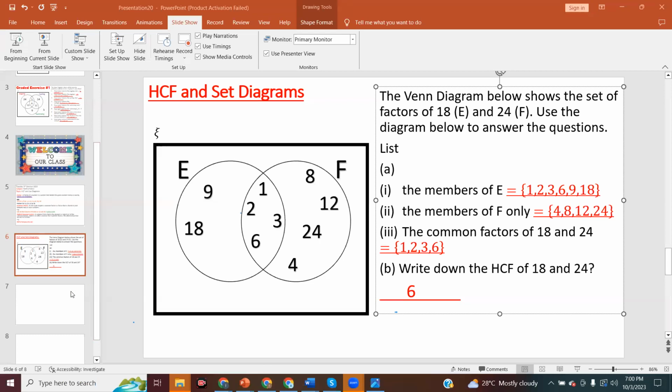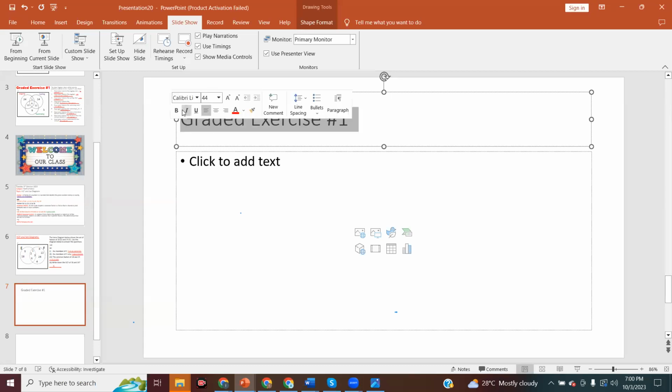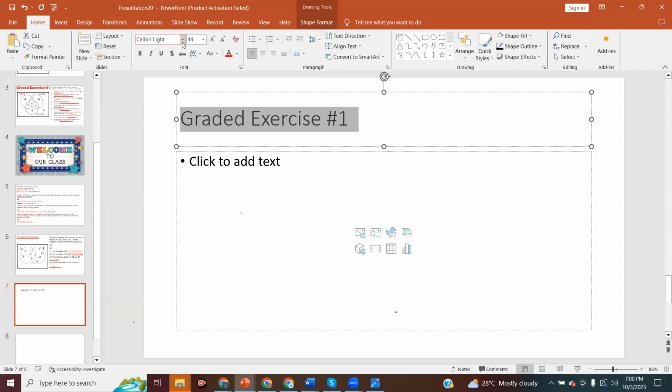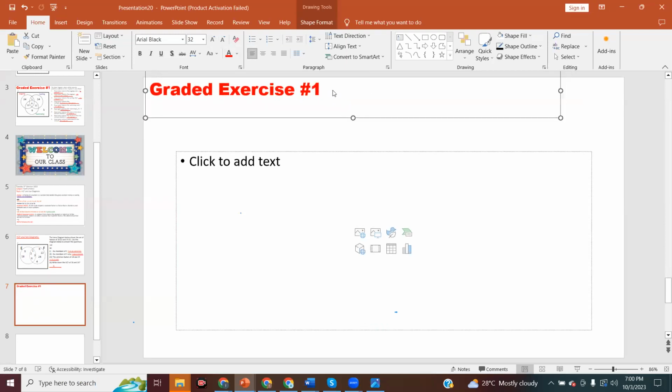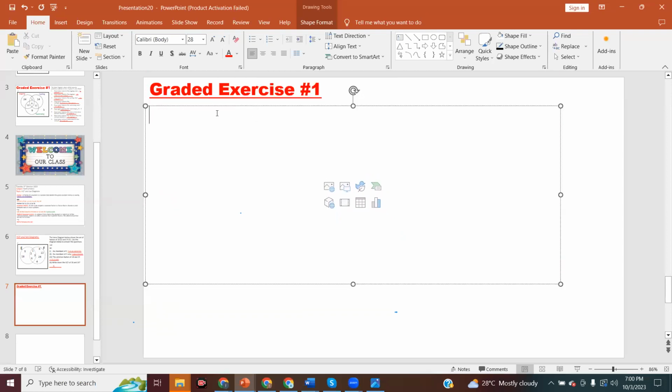So let's do a graded exercise. I think we're ready for it. So graded exercise number 1. Now, when you send in your graded exercise, please note that you also need to send in your notes as well. So don't just send in the graded exercise without the notes. I noticed that some persons are just sending their graded exercise without any notes. Again, shortcut people. We don't do shortcuts.